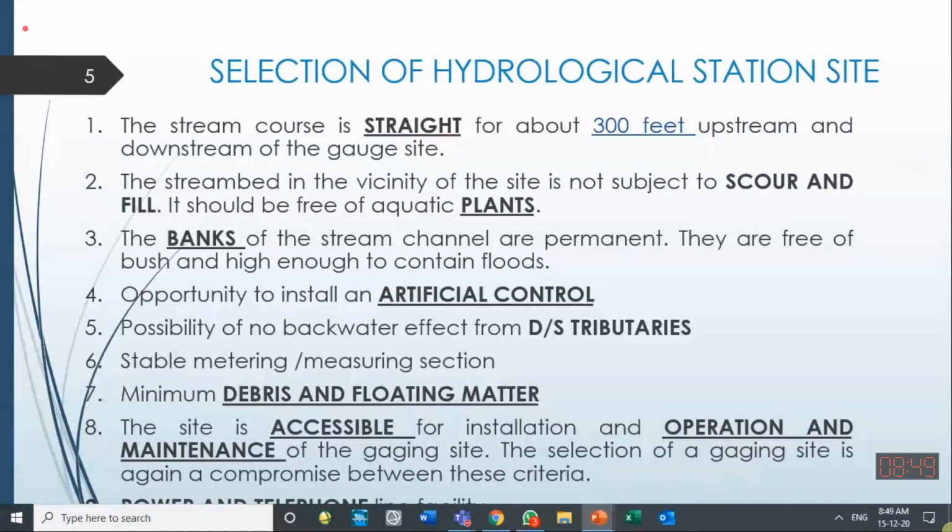For example, if some drain is joining Ravi River, Lahore drains are joining Ravi River, so these drains are tributary to Ravi River. Ravi River is joining the Indus River, so Ravi is tributary to Indus. Tributary is a term we use in water resources to show a small channel joining a big channel. So when we are selecting a stream gauging station, we should see that there is no backwater effect of a tributary which is joining on the downstream side.